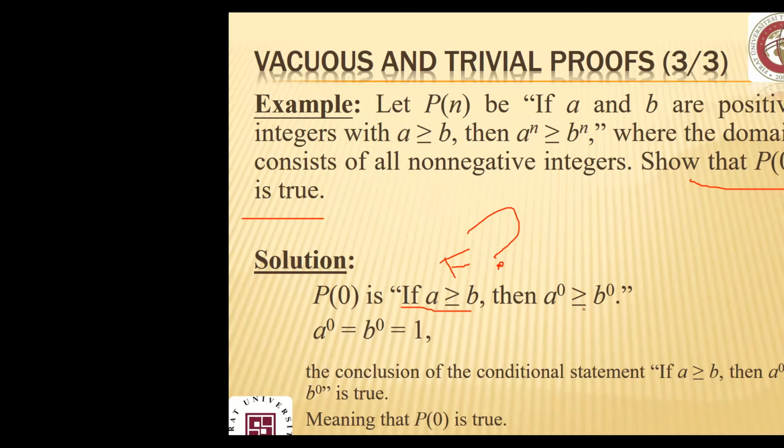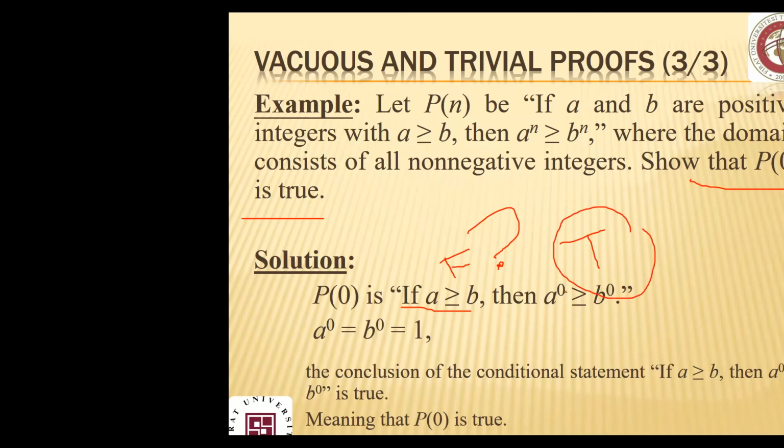If this one is true, then what does it mean? False implies true is true. True implies true is also true. And that's also part of this vacuous and trivial proof. If you can't prove the first part false, then prove the second part true. Okay? Look at the second part.